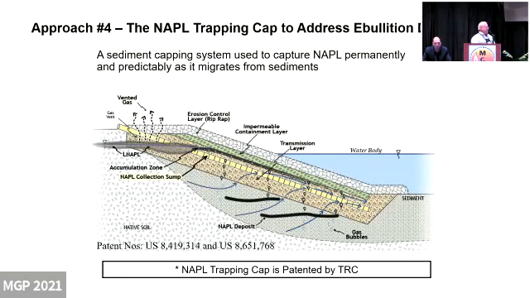This is a design approach that was actually created by RMT, which is now TRC. And the idea is that you can use a low permeability layer in connection with gas transmission layers to try to redirect any gas flow that is created underneath a capping layer.